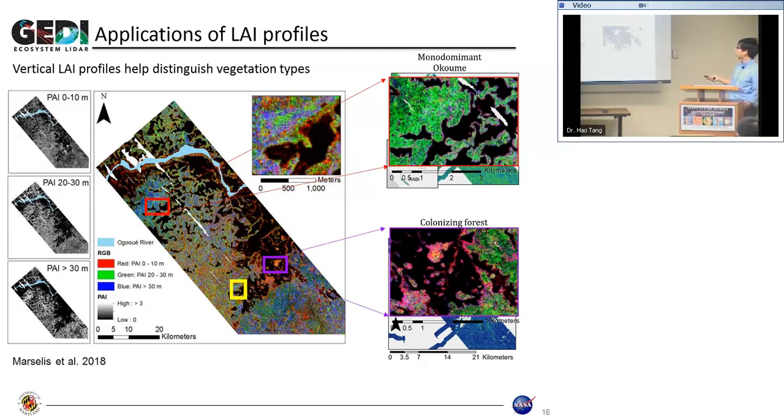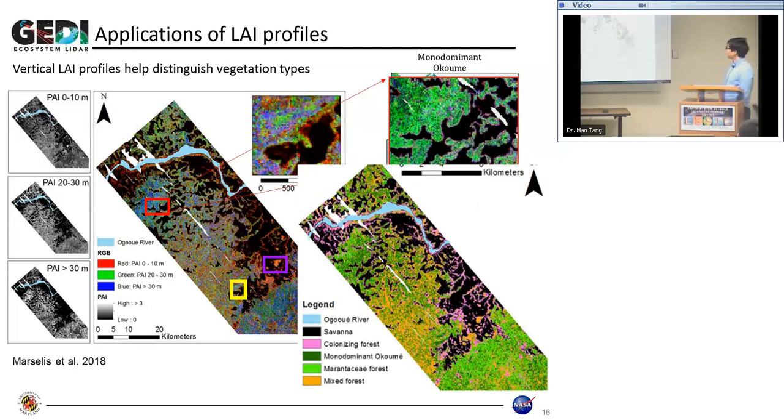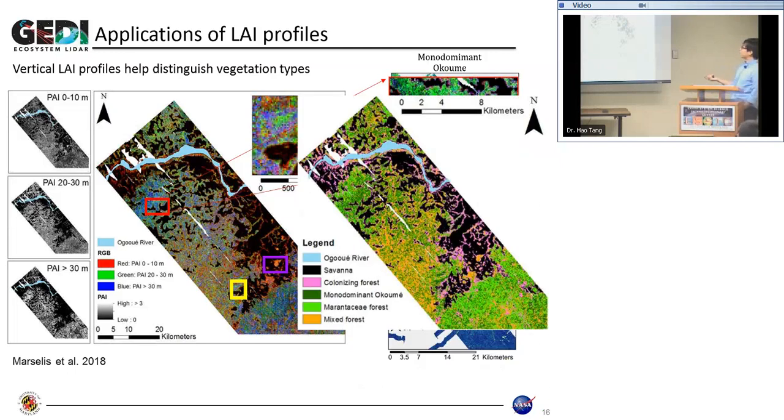And it turns out this forest here, with most of the foliage up in the canopy, would be the monodominant local forest, Okoumé. And here it's actually the colonizing forest. So that's why it has most of the foliage down on the ground. And we can easily make a prediction based on this profile and tell what the vegetation context is based on the vertical information. And again, recall the previous total AOAI cover, that doesn't give you anything.